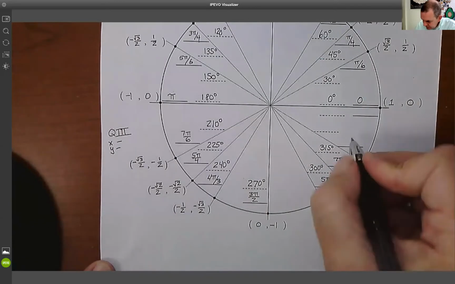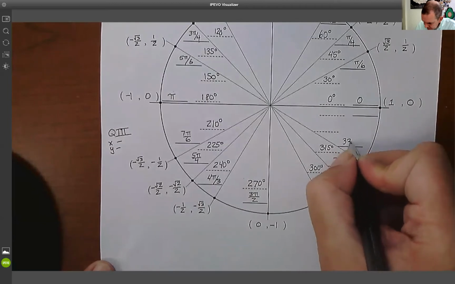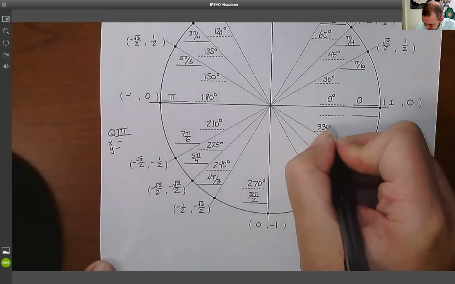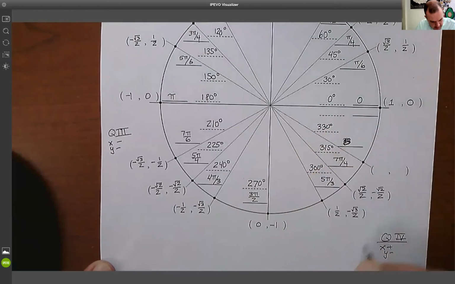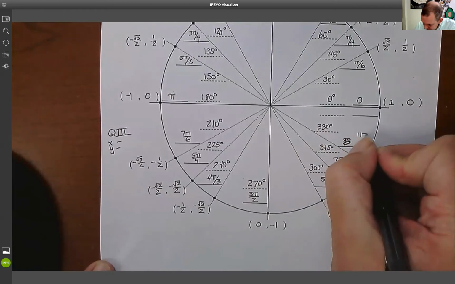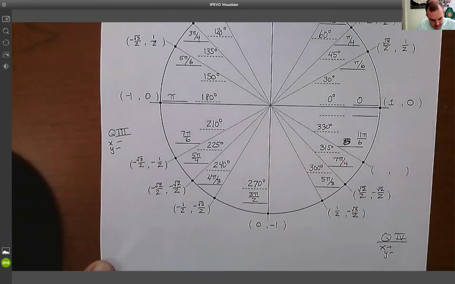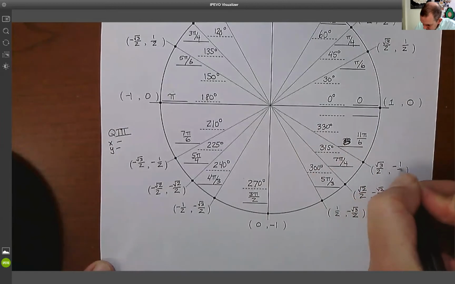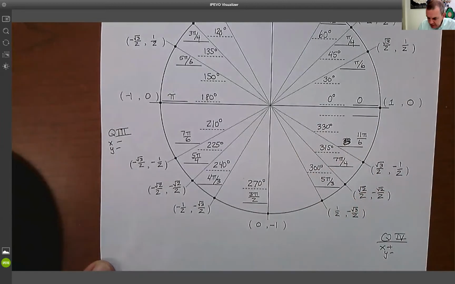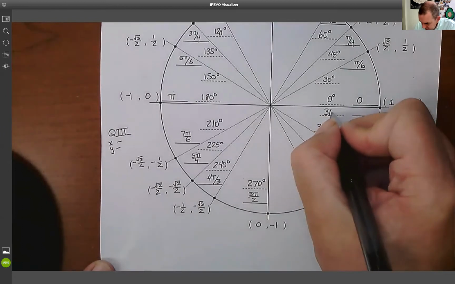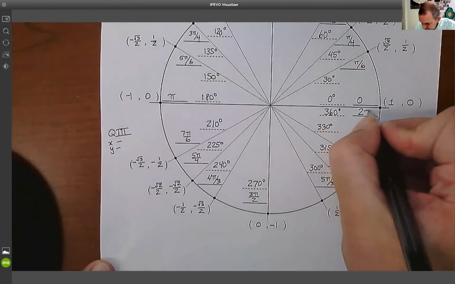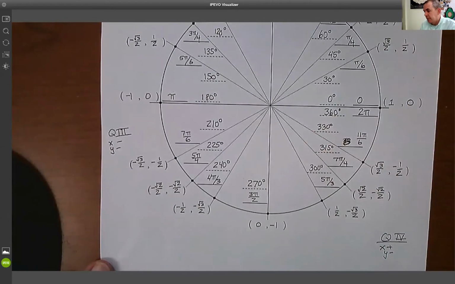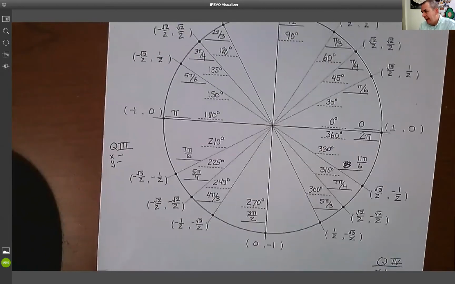And then the second to last one here is 330 degrees. This is going to be 11 pi over 6. And this is going to be root 3 over 2, negative 1/2. And then last but not least, we bring it back to the beginning where we're at 360 degrees, which is 2 pi, but we're back to 1, 0 again. So there's some patterns to look at.